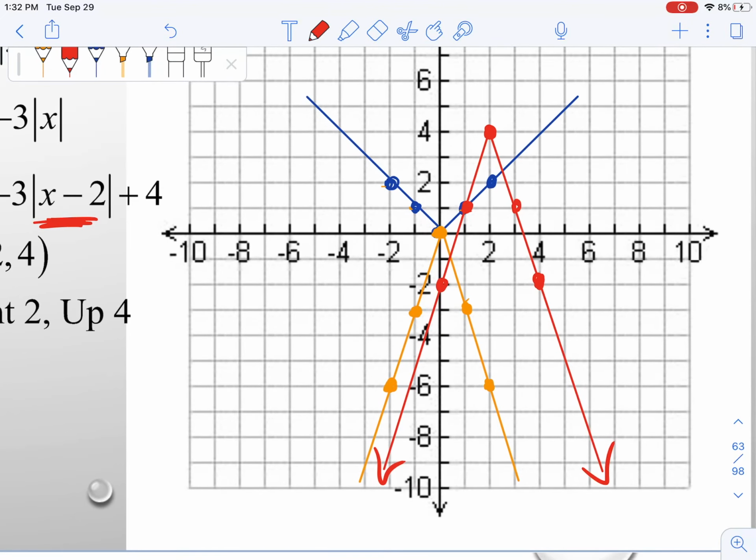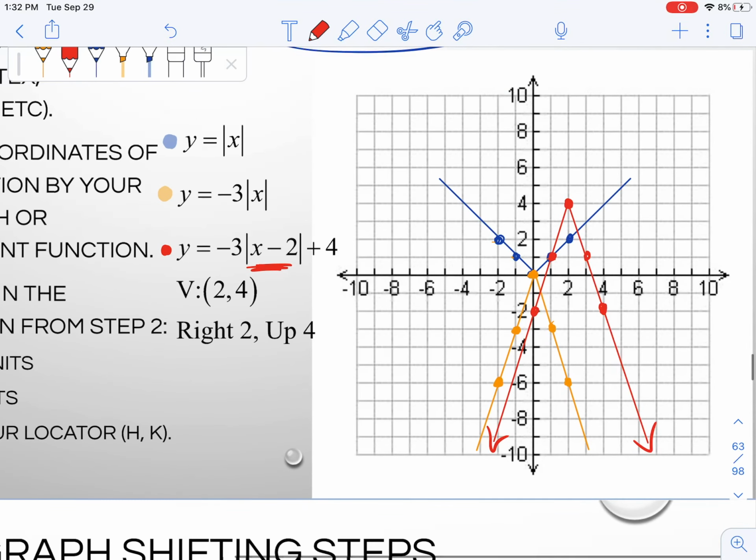Okay, so when we're doing graph shifting, I always teach this as a 3-step process. You're going to graph the parent function, then you're going to graph the parent function with all of its horizontal and/or vertical stretches or compressions. We do that second because everything is relative to a starting point essentially of (0, 0), and a center point, if you will, of the graph of (0, 0).